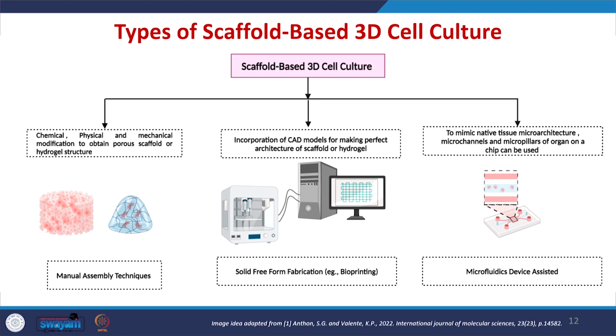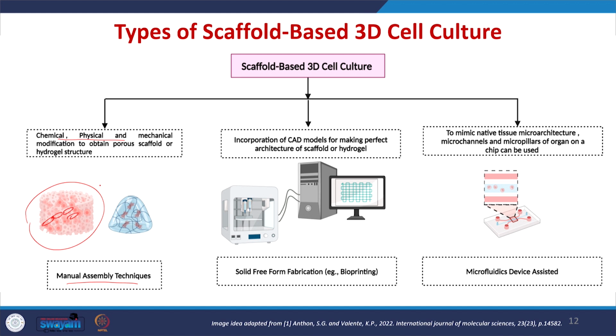And next is scaffold based 3D cell culture. In scaffold based 3D cell culture, we can use manual assembly techniques, that is, we can use chemical, physical or mechanical modification to make a porous scaffold or hydrogel structure where the cells can be attached and grow.